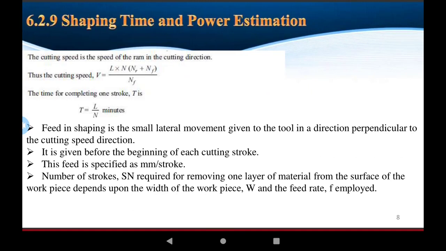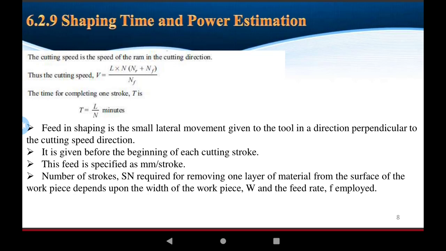So the time is L, the length of the bull gear, times N, the number of rotations, where NF is the forward return stroke time, and the time for the forward stroke. Another formula is the time required for the stroke, T equals L upon N, where L is the length of the bull gear and N is the number of rotations.